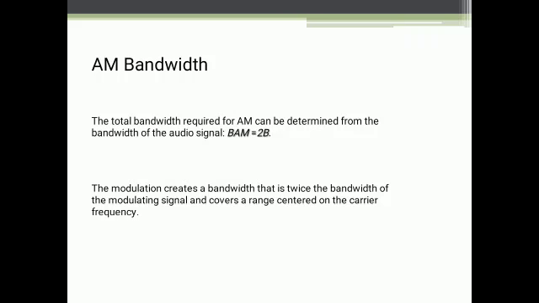AM bandwidth. The total bandwidth required for AM can be determined from the following formula. BAM equals 2B. That is, the modulation creates a bandwidth that is twice the bandwidth of the modulating signal and covers a range centered on the carrier frequency.